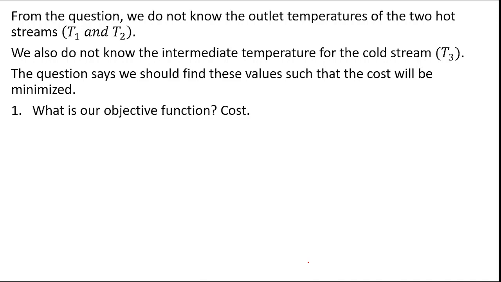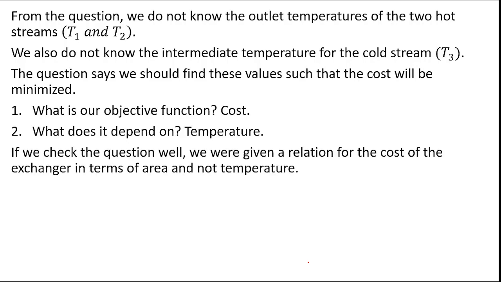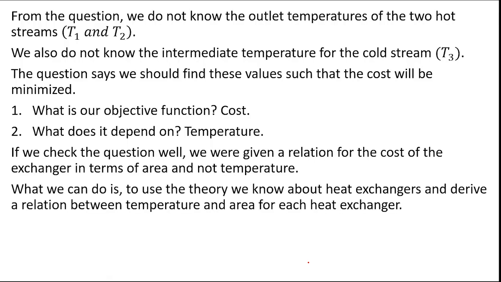So what's the objective function? It's going to be the cost. And what does it depend on? The temperature. It is the temperature we are trying to vary to see how the cost will be minimized. So if we check the question well, we're given a relation for the cost of the exchanger in terms of area and not temperature. All we can do is use the theory we know about heat exchangers and then derive a relation between temperature and area for both of the heat exchangers.